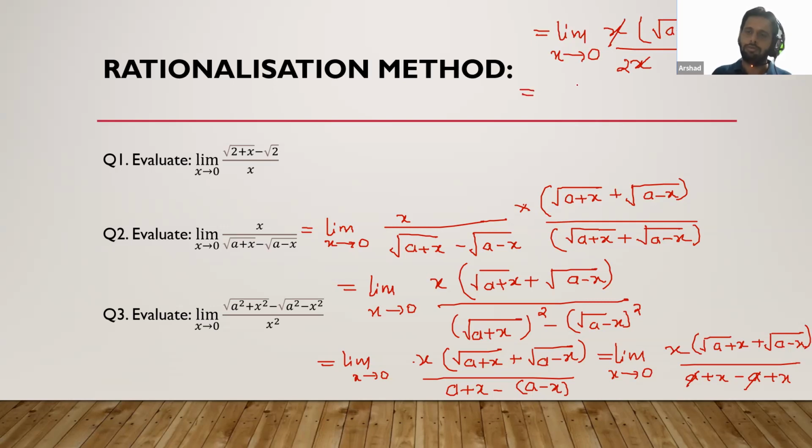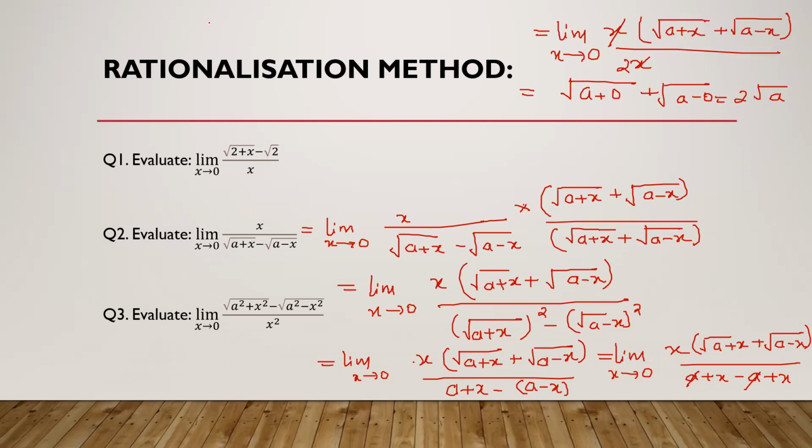Now put this limit. So what you will get? Here put this limit: under root a plus 0 plus under root a minus 0. So this is equal to twice under root of a. Is it fine? Darshan and Atif? Okay, great. Atif, is it clear? Yes, sir. Okay, then please do the third question in the same way and confirm your answer.